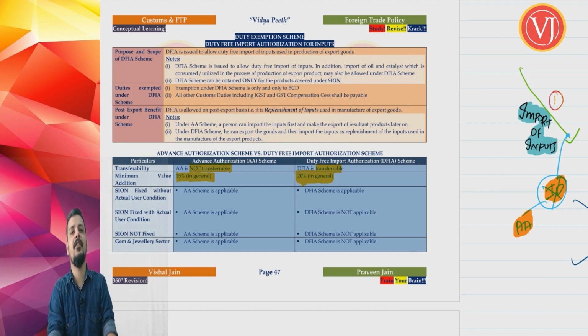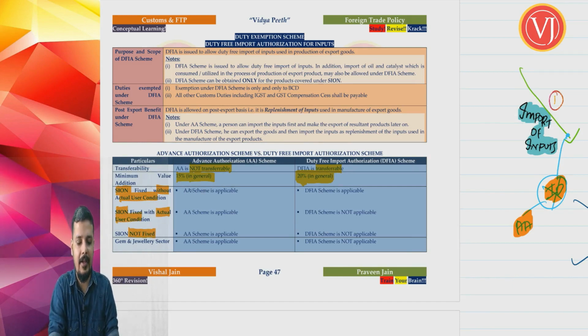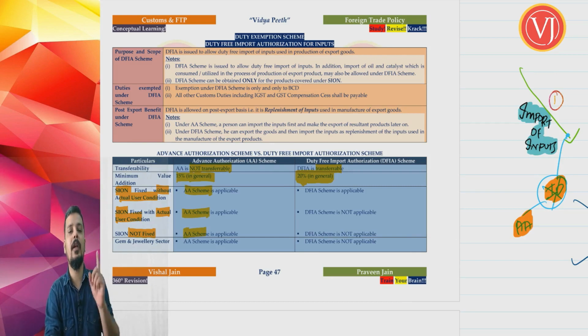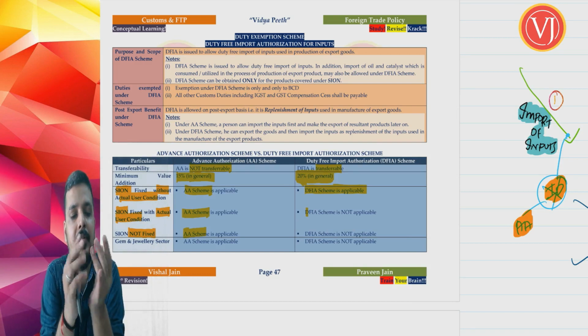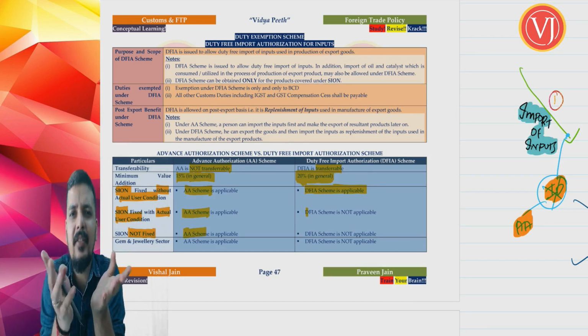Now advance authorization is available whether there is standard input output norms without actual user condition, or standard input norms with actual user condition, or there is no standard input norms. So in all the cases you can go for advance authorization, but duty free import authorization is available only when there is standard input output norms and without actual user condition. So when you talk about your duty free import authorization, there should be standard input output norms and there should not be any actual user condition, because it is transferable.